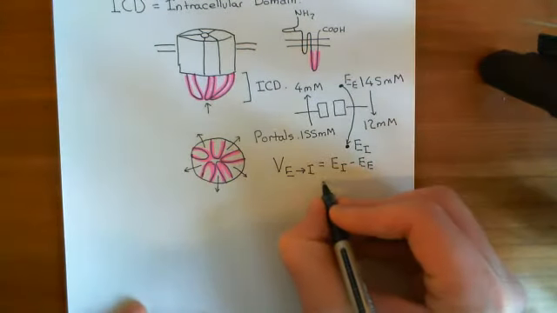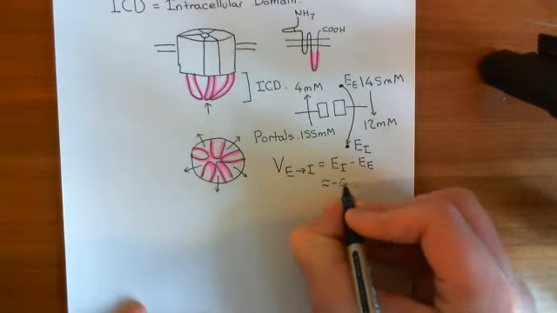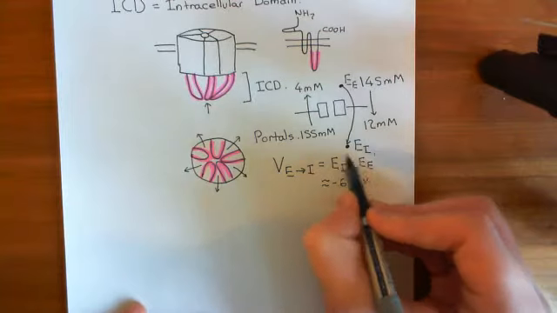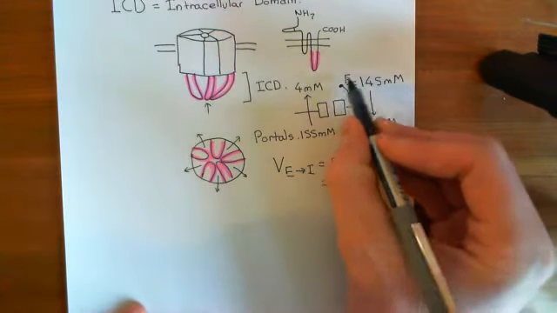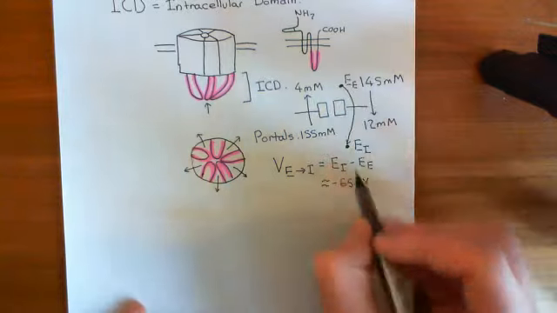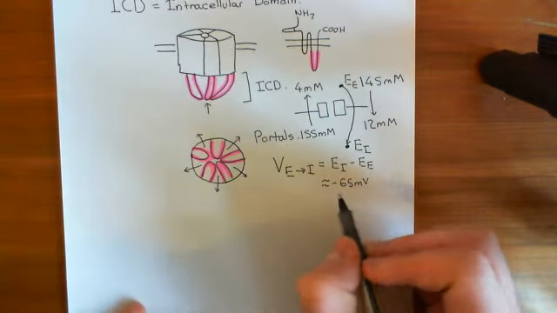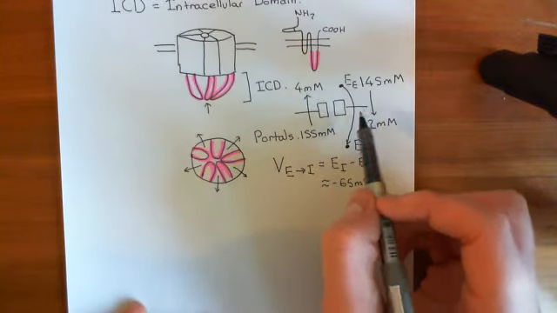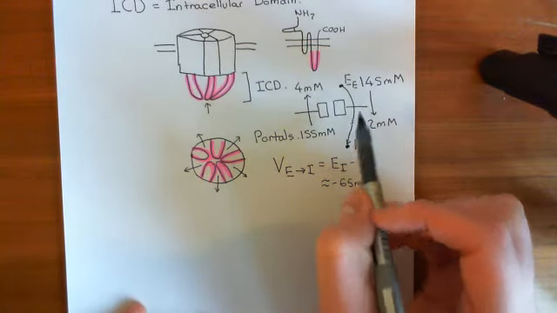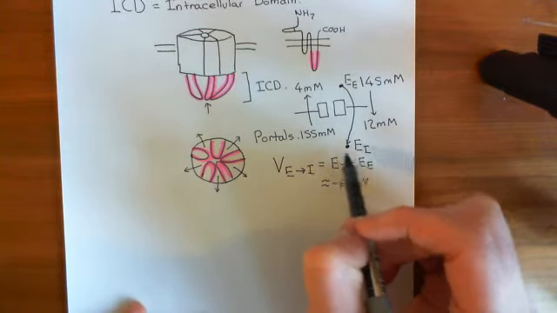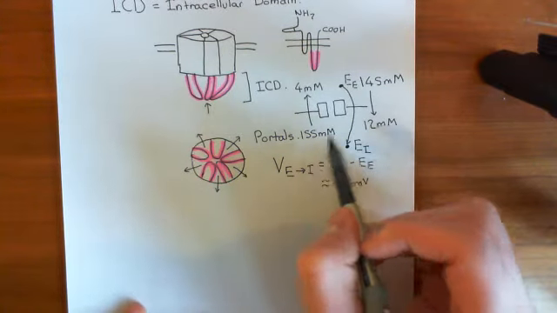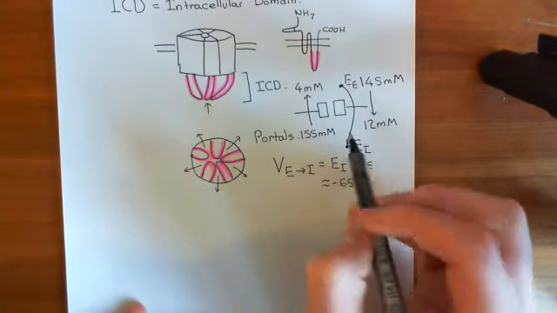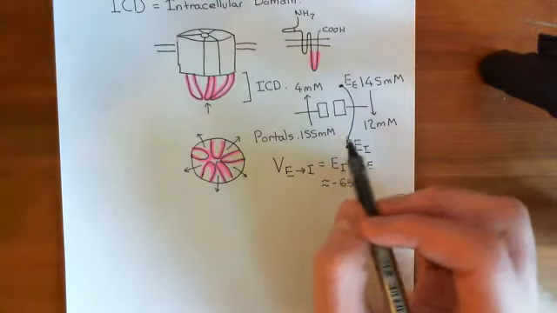Now, it's usually around negative 65 millivolts, which means that the electrical potential of the intracellular compartment is lower than the electrical potential of the extracellular compartment by 65 millivolts. Now, both sodium and potassium are positively charged ions. They want to be where the electrical potential is lower, which in this case is in the intracellular compartment. So both of them want to be in the intracellular compartment. So the electrical gradient is going to help.